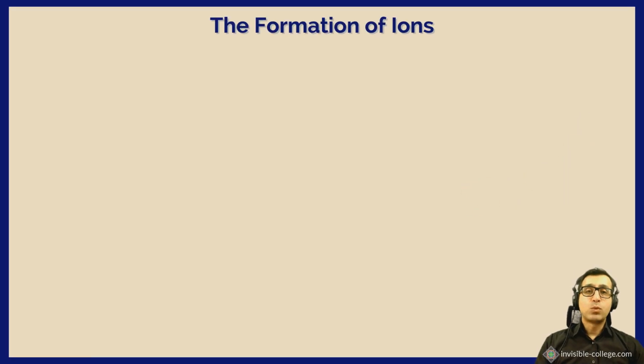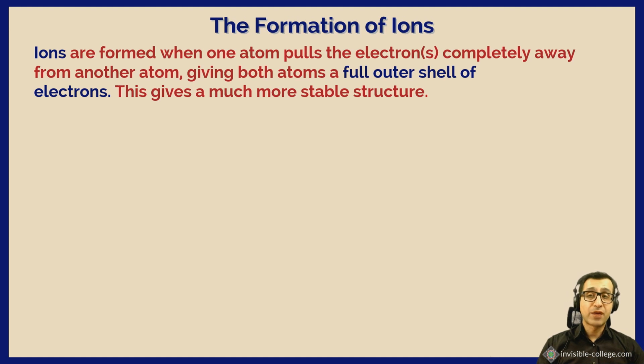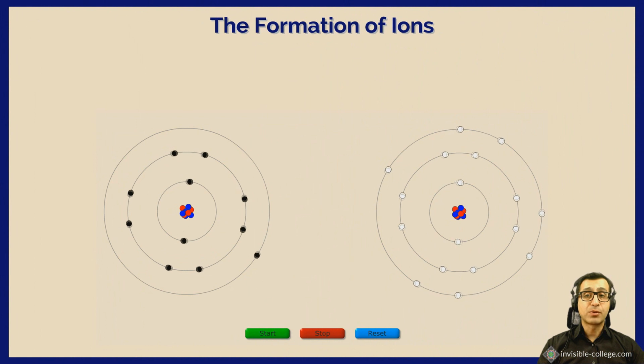Let's have a look at the way in which the ions are actually formed. During ionic bonding, the ions are formed when one atom pulls one or more electrons completely away from the outer shell of another atom, and this causes both of the participating atoms to end up with a complete outer shell configuration of electrons. And again, this gives a much more stable structure.